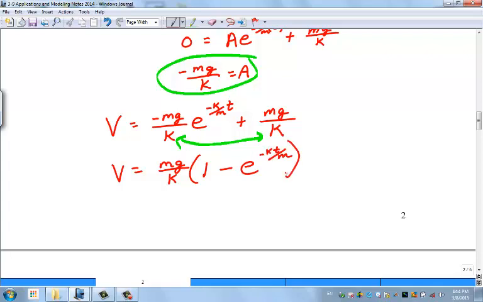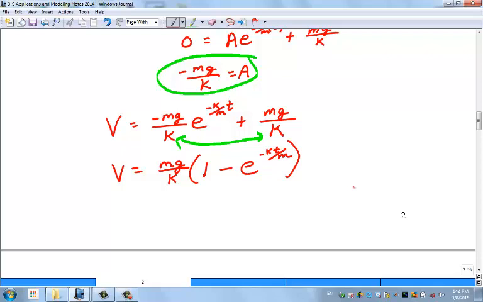Now that's the solution to the equation. Now what happens as t approaches infinity here? What would the terminal velocity end up being as you let t approach infinity? Because that's what we're really looking for.